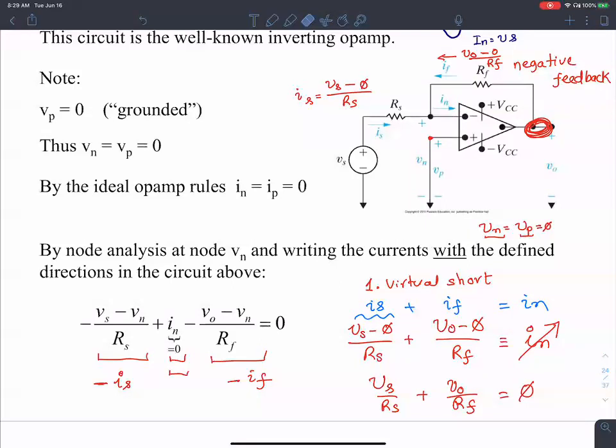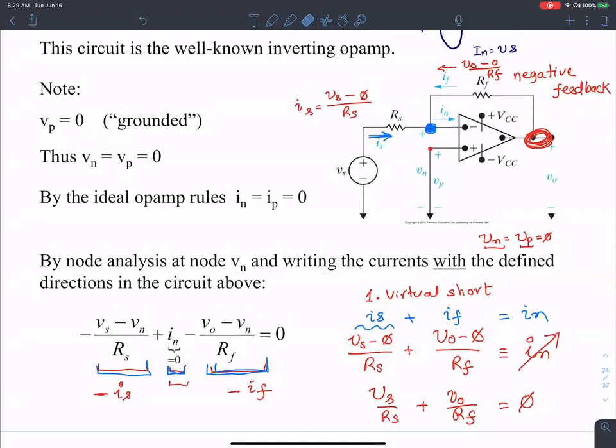Or the other way is to look at the currents leaving this node. Okay, there's a negative IS leaving this node, so that's this guy. There's IN leaving this node, and there's a negative IF leaving this node. Sum all of them to 0. So there's more than one way to solve that problem.